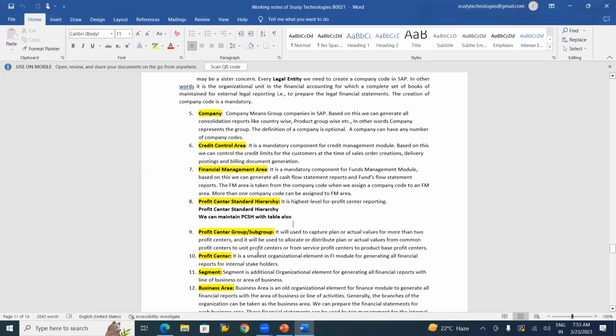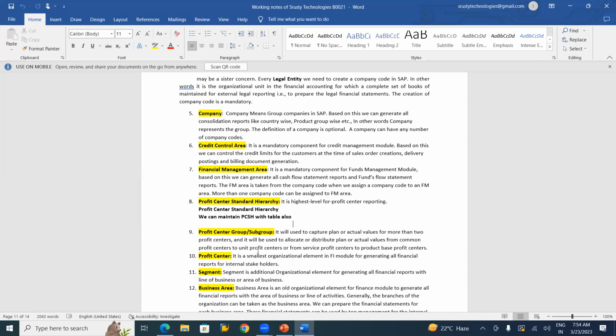Next one. And it will be used to allocate or distribute plan or actual values from common profit centers to unit profit centers, or from service profit centers to product based profit centers. Clear? So what does it mean in the sense?